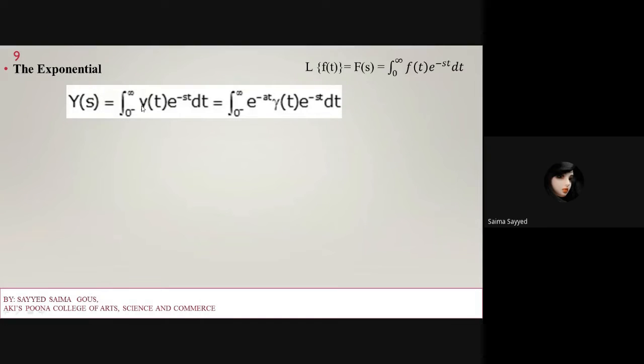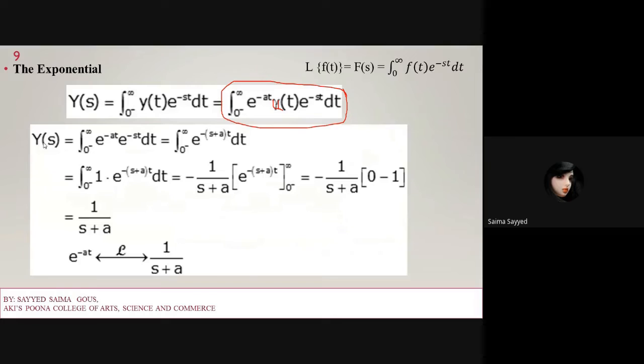Here y of s is equal to the integral from 0 to infinity of y of t into e raised to minus st dt. So what is my y of t? y of t is e raised to minus at into u of t, into e raised to minus st dt. Now we will solve this equation by taking the integration. So y of s equals the integration from 0 to infinity of e raised to minus at into e raised to minus st dt.